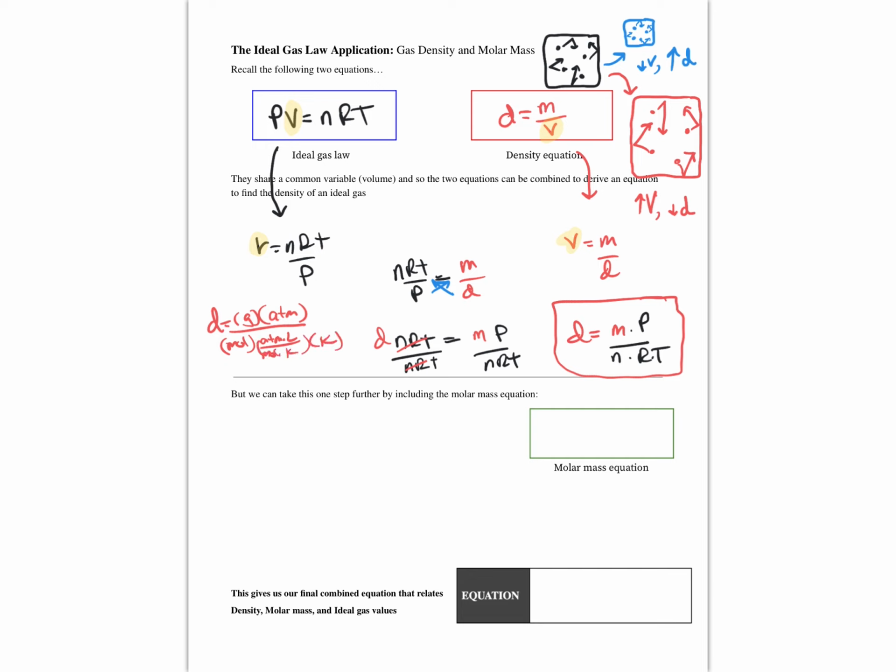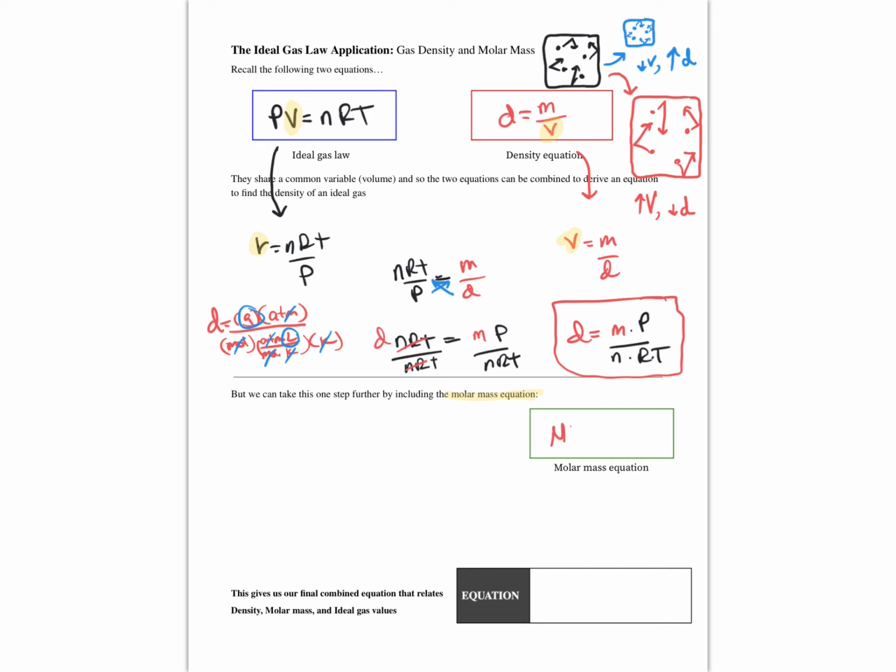And we're going to see that our Kelvin units cancel out, our atmospheres cancel out, our moles cancel out, and we're left just with grams per liter. Grams being a unit of mass, and liter being the unit of volume for a gas. And while this equation is very useful for finding the density of the gas, we're going to take it one step further, and we're actually going to incorporate the molar mass of a gas in this equation as well.